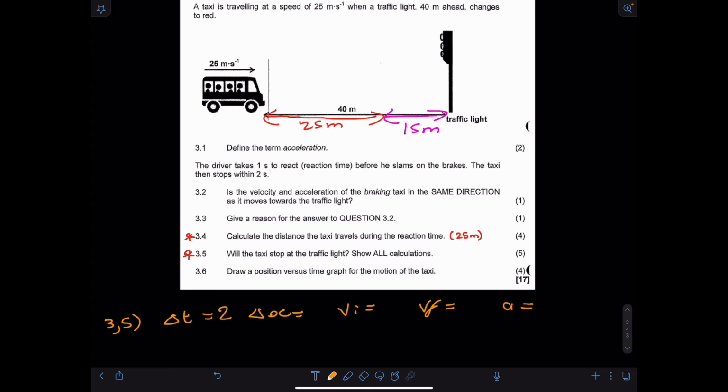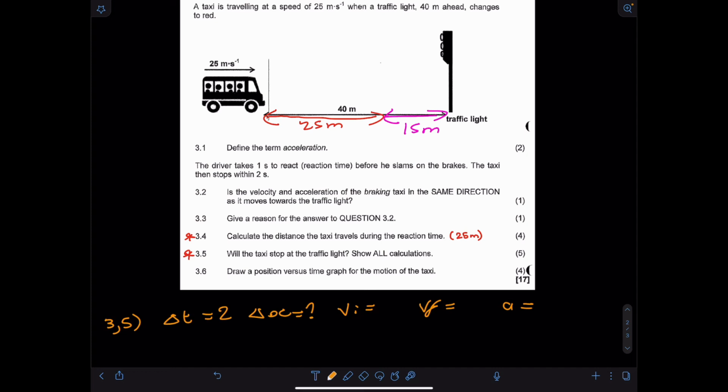Delta x. Here it says, will the taxi stop at the traffic light? So essentially what we're solving for is delta x here, because we want to see whether the delta x that the taxi travels in these 2 seconds is going to be greater than, less than, or equal to this 15 meters. In order for the taxi to stop at the traffic light, this delta x value has to equal 15 meters. If it's greater than 15, the taxi is going to go past the traffic light. And if it's less than 15 meters, the taxi is going to stop before the traffic light. So this is what we're solving for. Again, same as question 3.4.